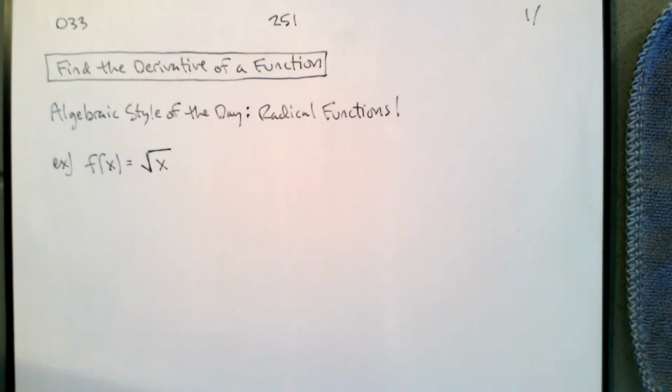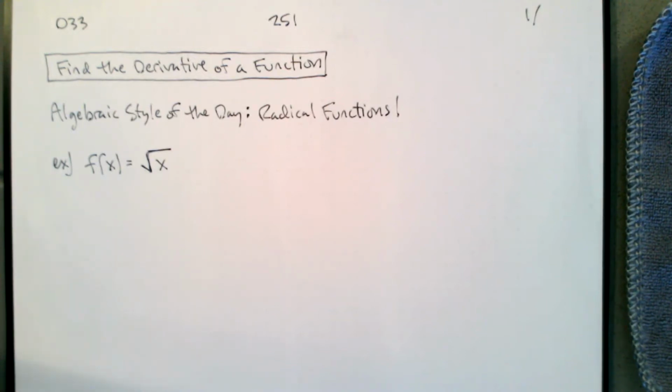Today, we want to continue our path of finding the derivative of a function. Our algebraic style of the day is going to be radical functions. And then we are also going to look at the connection between the graph of a function and the graph of the derivative of the function. Yesterday, we looked at the graph of the function and figured out what the graph of the derivative should look like. Today, we want to do that backwards. We want to look at the graph of a derivative and figure out what the function should look like.